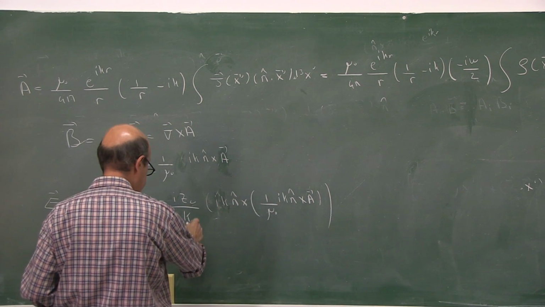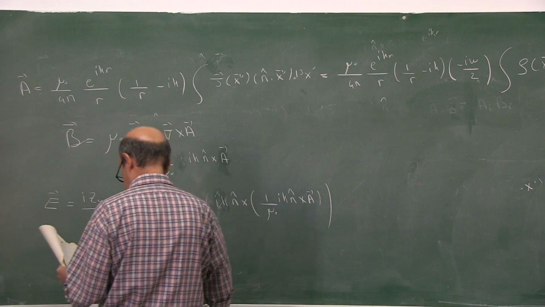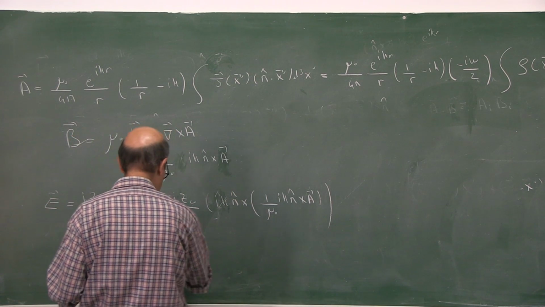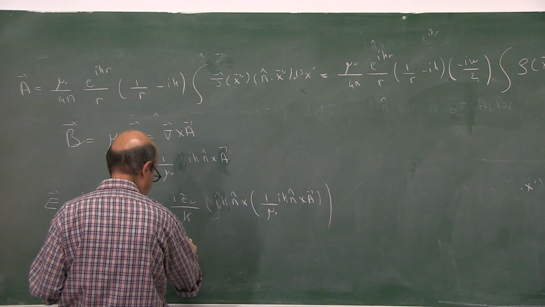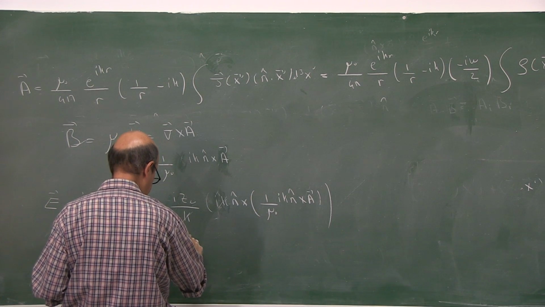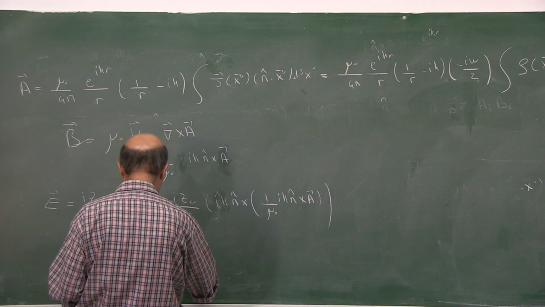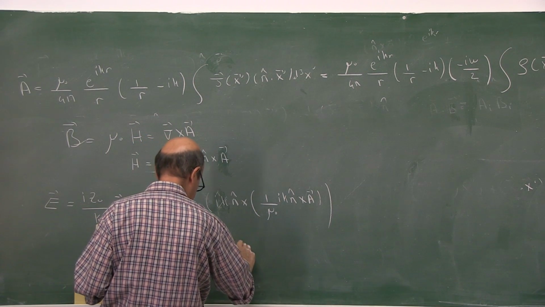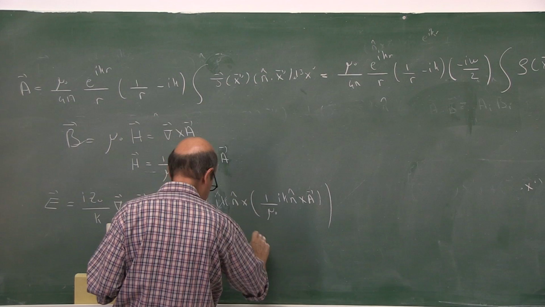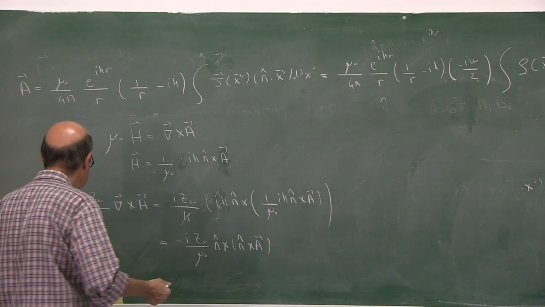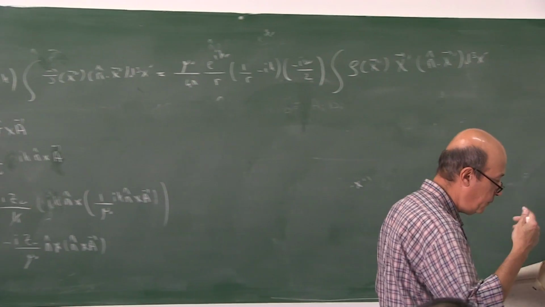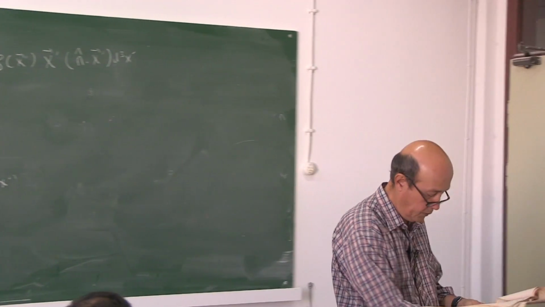So one of the k's will be cancelled, and you will obtain minus i Z0 over mu 0 n cross A. So basically, you can calculate the electric field and B. You can calculate the H and electric field, the Poynting vector, the power emitted per solid angle.